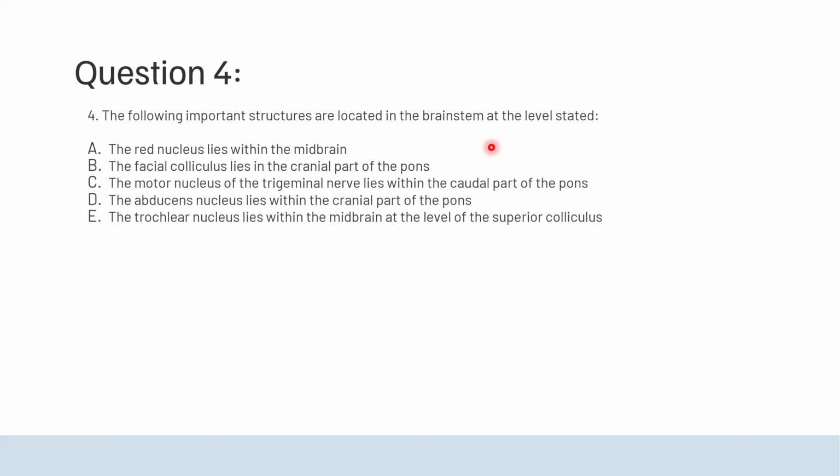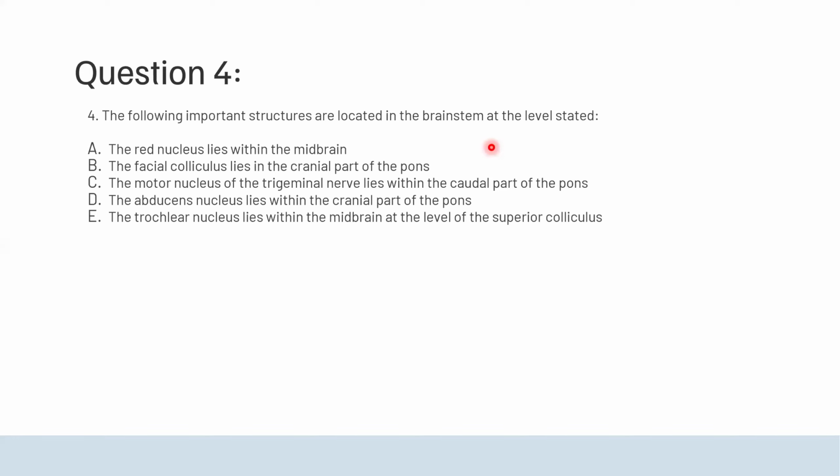So the red nuclei are those cerebrospinal tracts that we spoke about in the upper midbrain. The facial colliculus lies in the cranial part of the pons. That's just, we said it is in the posterior aspect, right? The cranial part of the pons would be the superior part of the pons, and that's not the case. The motor nucleus of the trigeminal nerve lies within the caudal part of the pons. The motor nucleus of the trigeminal nerve is within the middle of the pons, basically.